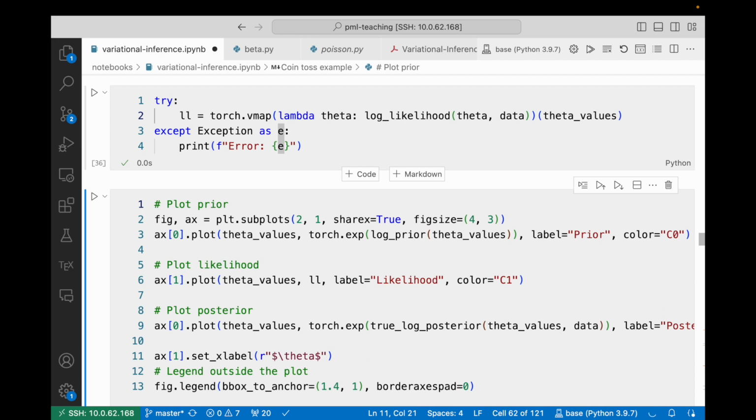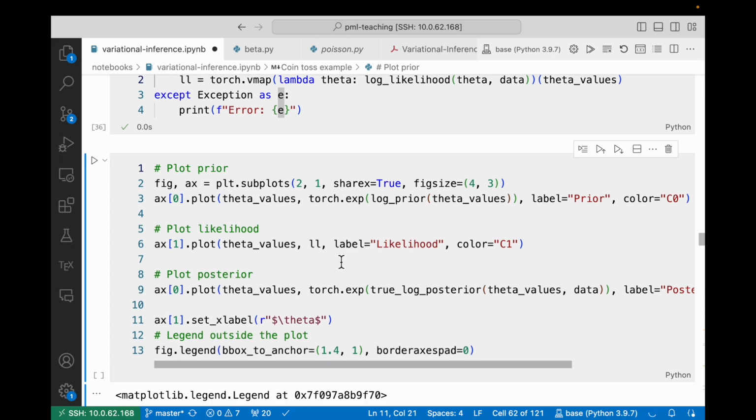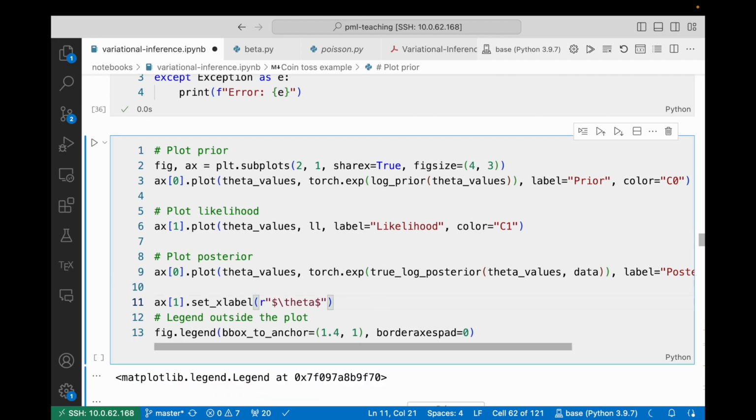So even if there are questions, I think you'll have to practice the usage of things like vmap, the usage of things like tree operations in order to be able to get more clarity over these. So we can then also plot the prior, likelihood, posterior, the true posterior.